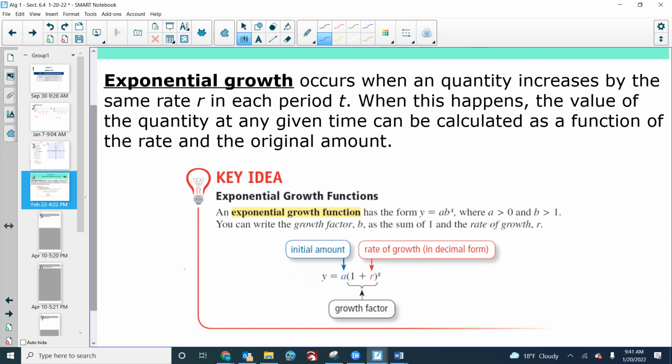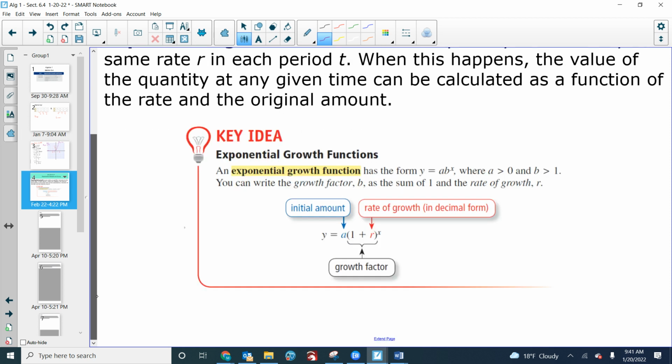Exponential growth occurs when a quantity increases by the same rate, factor r, in each period of time. When this happens, the value of the quantity at any given time can be calculated as a function of the rate and the original amount. That's a lot of words. Let's just look at the example here. An exponential growth function has the form y equals a times b to the x. Here's what you need to understand. This is confusing for students. The reason why it's exponential is where the x is.